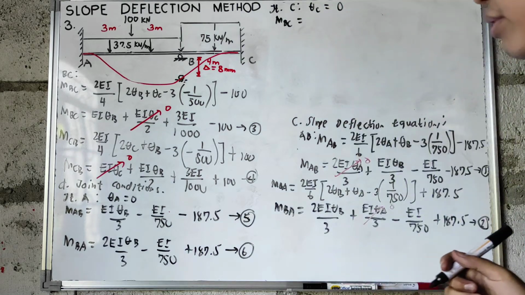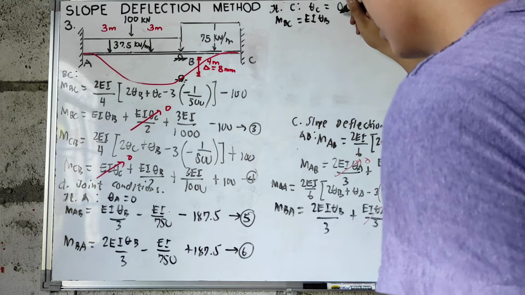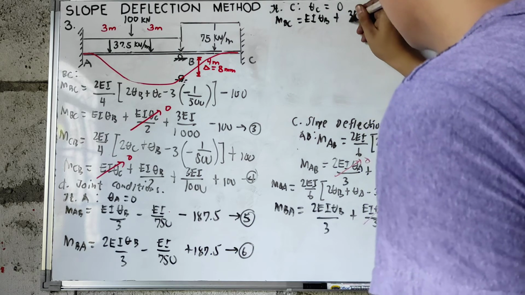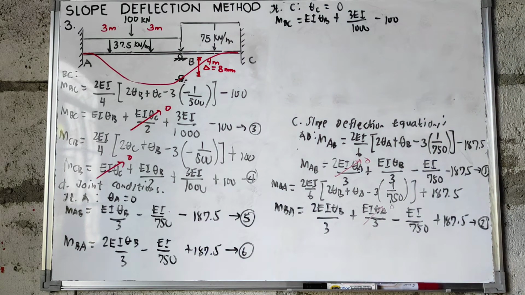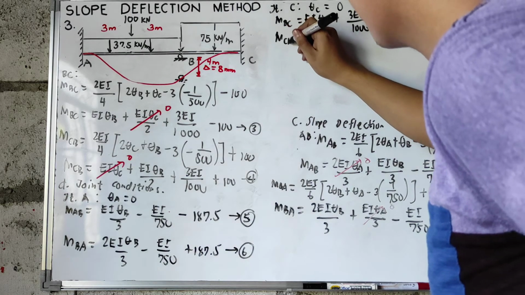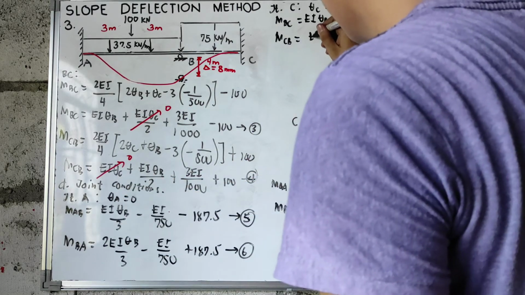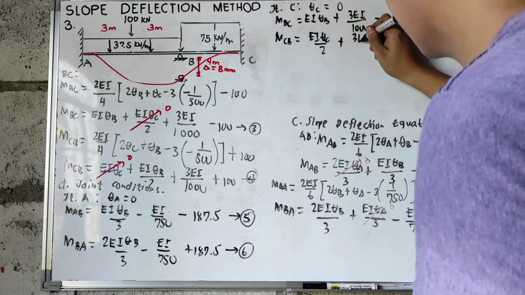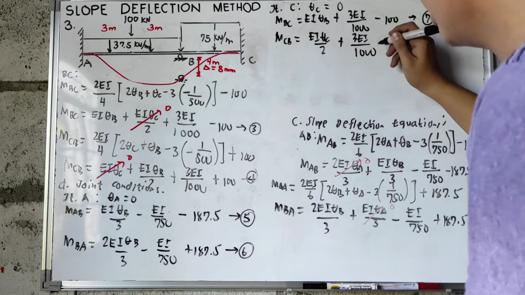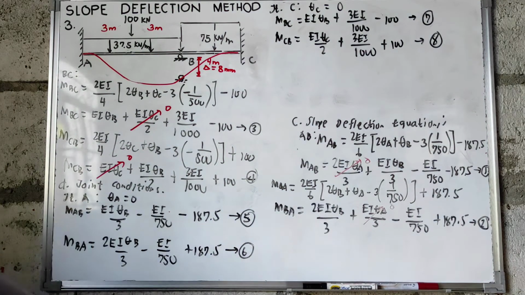So, MBC is now equal to, let me write it, plus 3EI over 1,000 minus 100. So, that will become your equation number 7. Next, for the value of your MCB, that is equal to, so this will cancel out, we have EI theta C over 2 plus 3EI over 1,000 plus 100. So, this will now become your equation number 8.